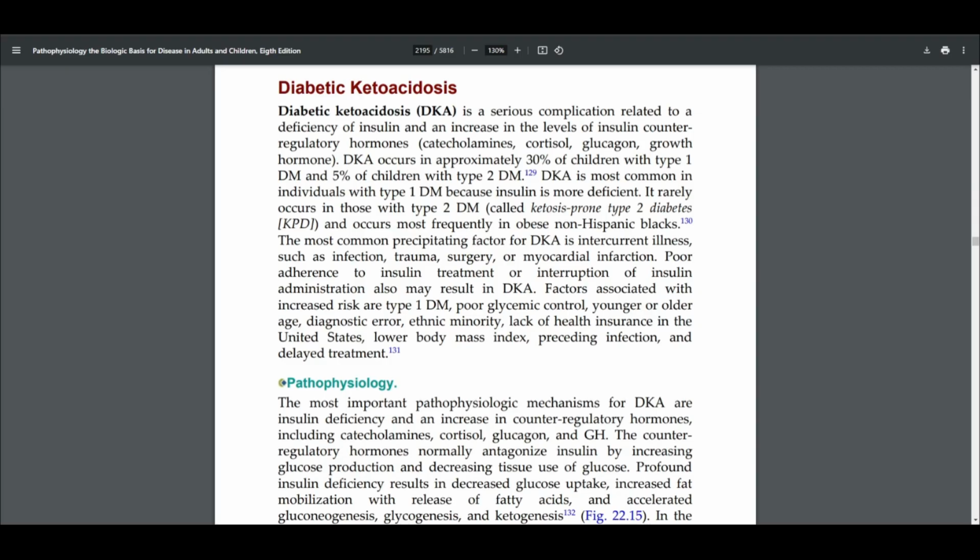The most common precipitating factor for DKA is intercurrent illness, such as infection, trauma, surgery, myocardial infarction. Poor adherence to insulin treatment, or interruption of insulin administration, also may result in DKA. Factors associated with an increased risk of DKA in type 1 diabetes: poor glycemic control, younger or older age, diagnostic error, ethnic minority, lack of health insurance in the US, lower body mass index, preceding infection, and delayed treatment.